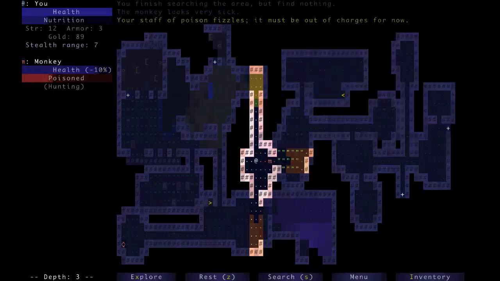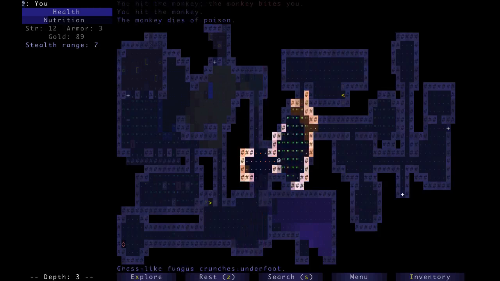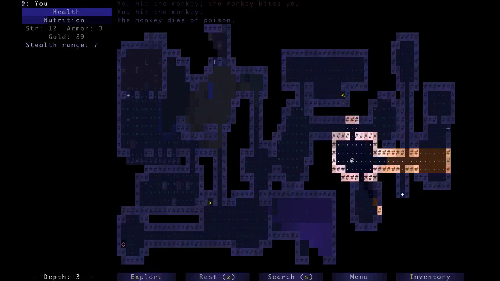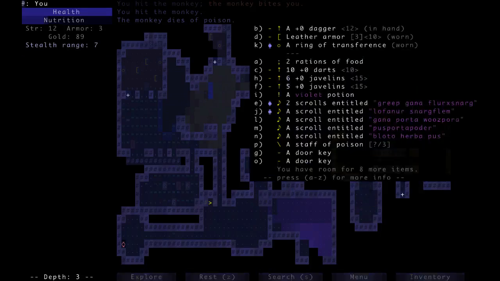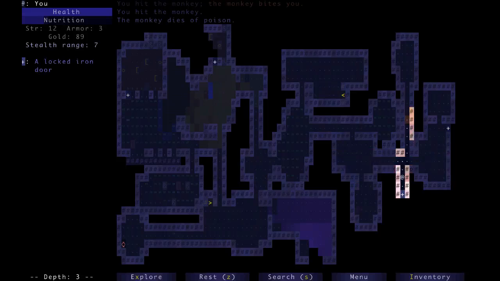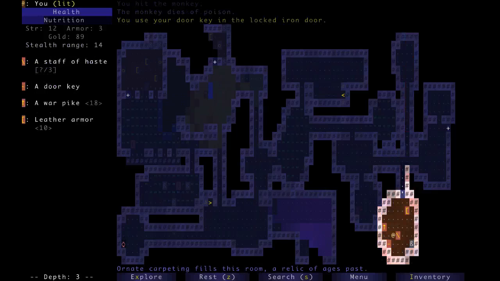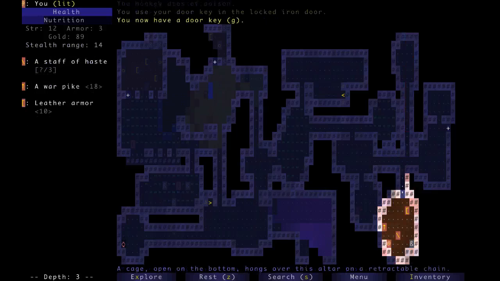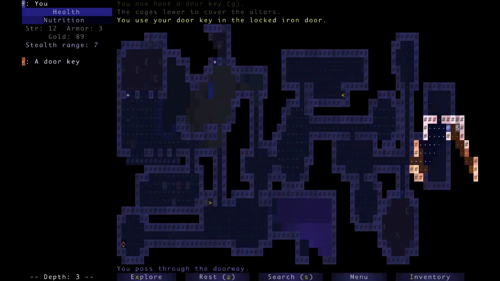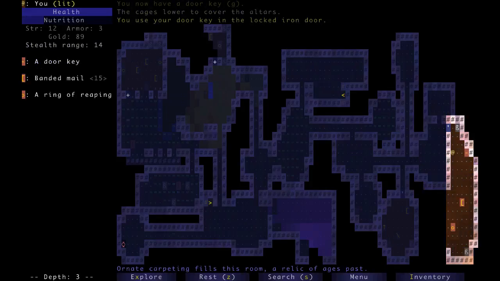Okay, fizzled, so it's a number 3. So that's okay. So these guys are probably all connected. I've got two door keys. And I'm going to stay that way. What am I giving up? I'm giving up a staff of haste and some other stuff that I don't know if it's any good or not. Okay, got through that one.